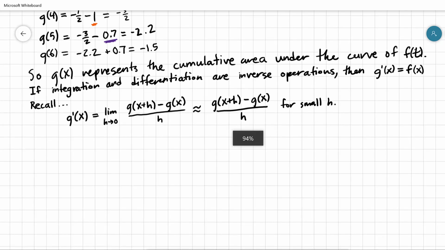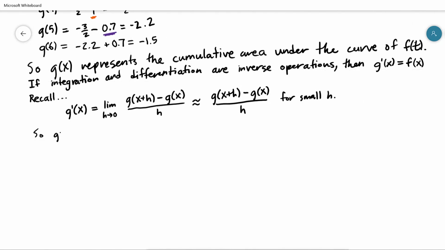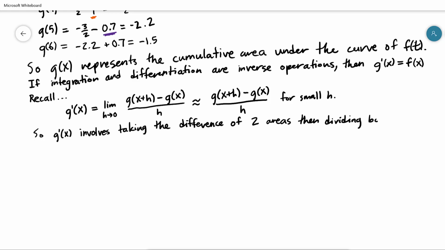So let's write this down. G prime of x involves taking the difference of two areas that are presumably pretty close together, then dividing by h, where h is essentially going to be a width in this case.